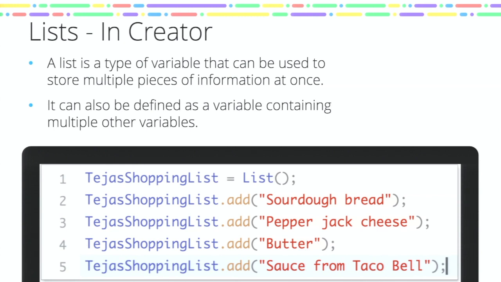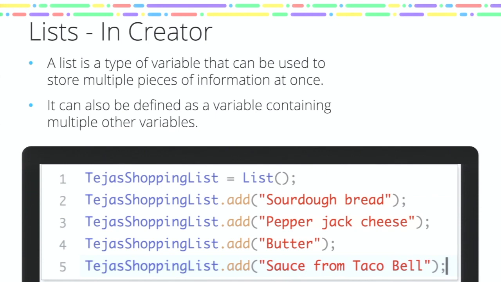The reason this is important is that I can reference this list whenever I want and say, let me get all the items in the shopping list and bring them back together, but it's all stored in a single variable. I don't have to organize them as Tejas' shopping list 1, Tejas' shopping list 2, and so on. I have it all added in together. So the first step is defining a list, which is line number 1 on the screen: Tejas' shopping list equals a list.